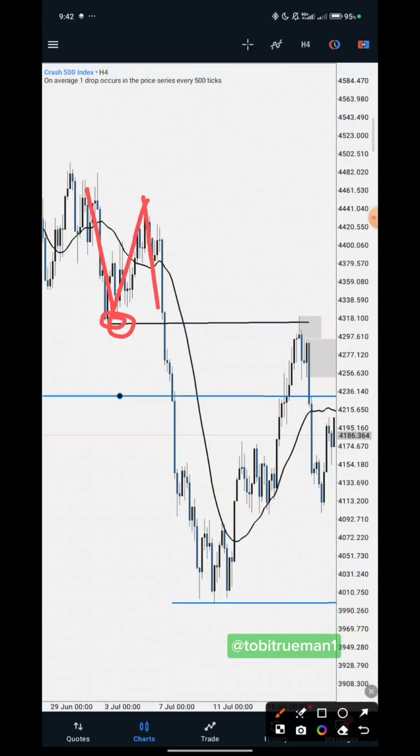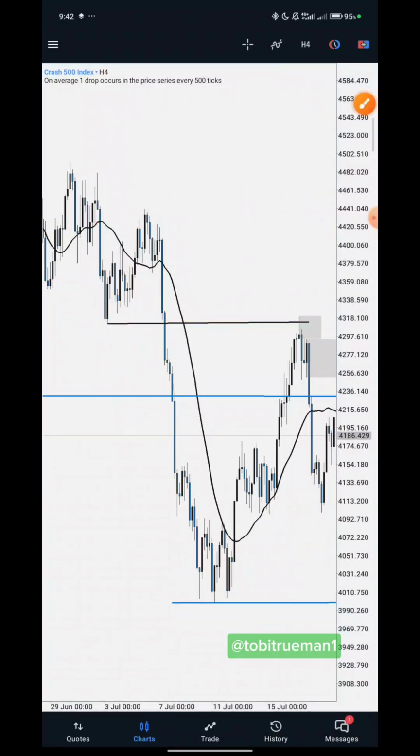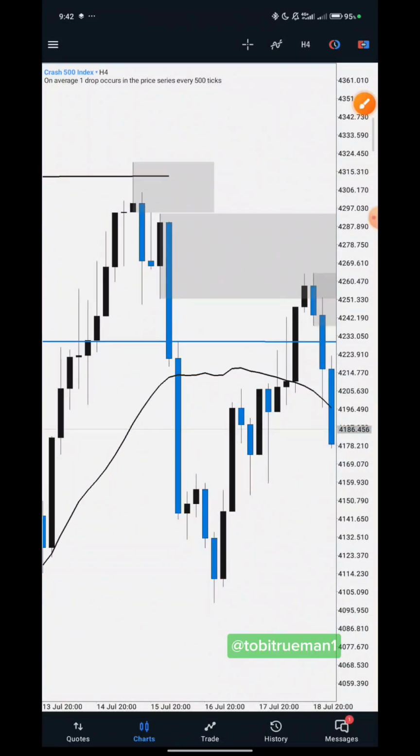Then price came down. It did not respect the support. It just broke through it. Automatically, this support is now our resistance. And as such, we want price to come back to it and give us our candlestick formation.